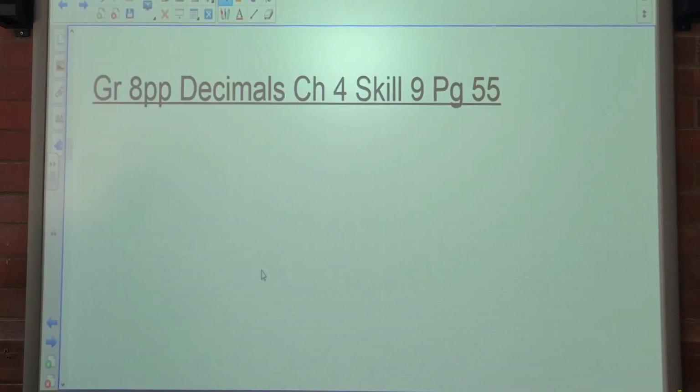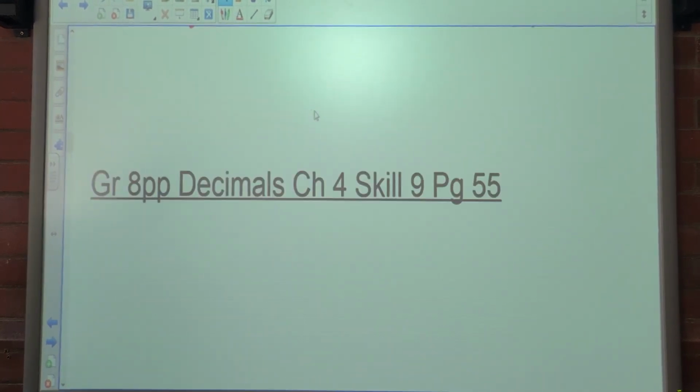That is skill 10. For homework, I would like you guys to do skill 10, 11 and 12, which is on page 55.